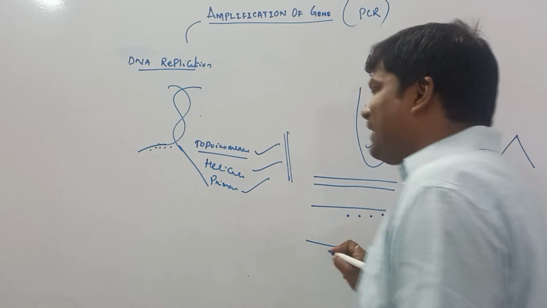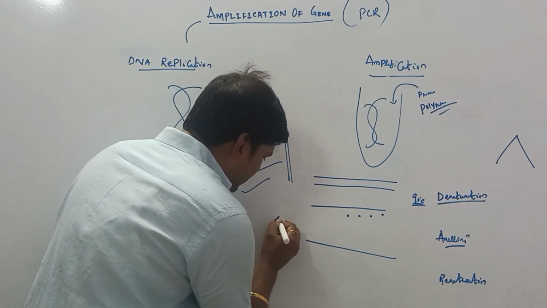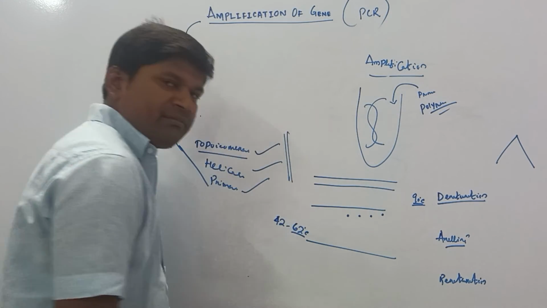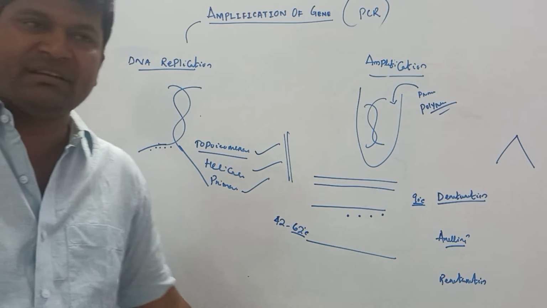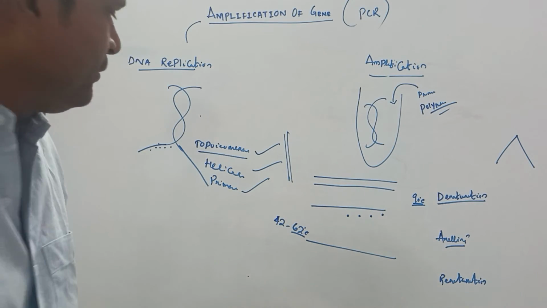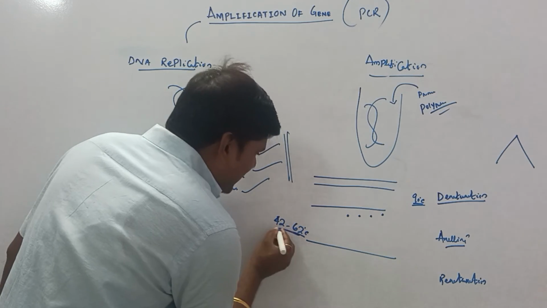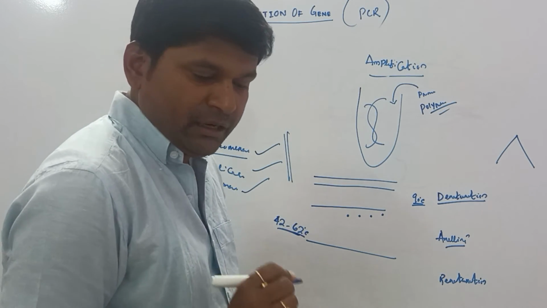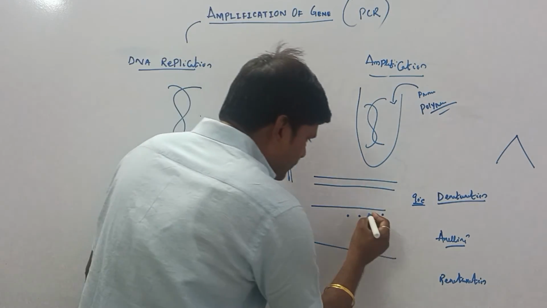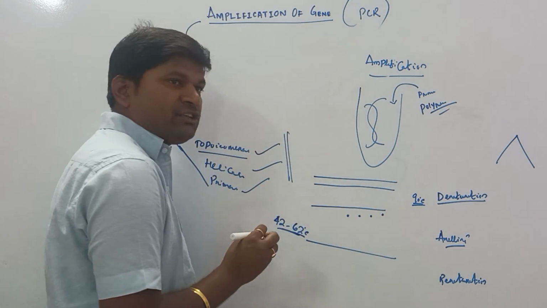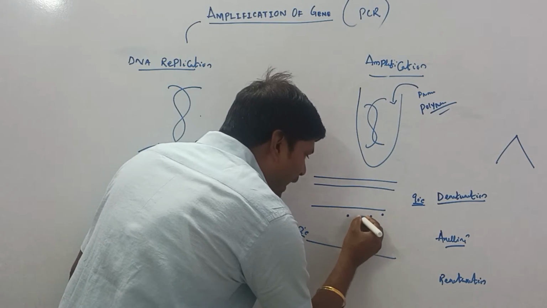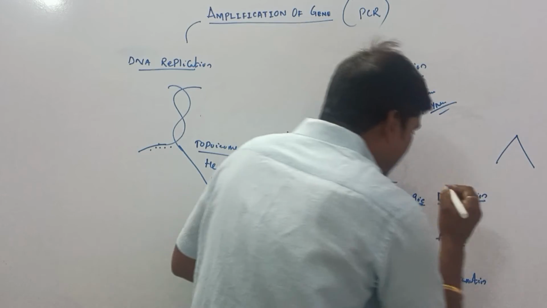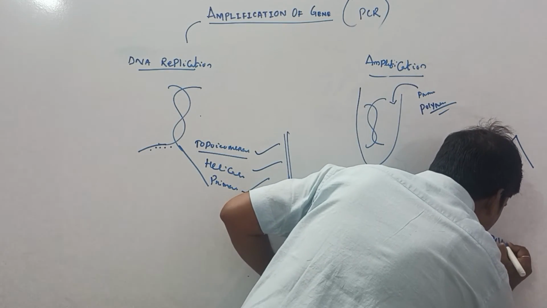In annealing, exactly what happens? Normally 42 to 62 degrees Celsius, according to NCERT. In my practical exposure it has been standardized, and 57 is the standard. It means adding the primer, the exact sequence of primer. Then the targeted gene sequence will be attached to it, and to that primer we will be adding a polymerase.